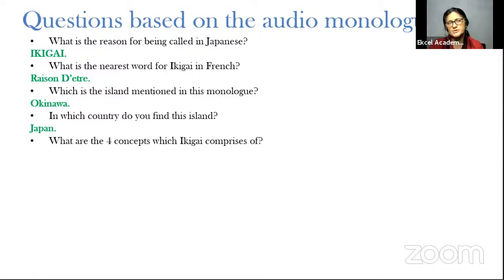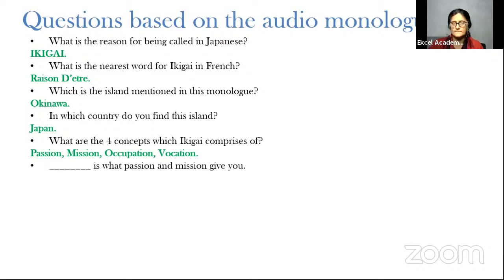Yeah, what are the four concepts which ikigai comprises? How many of you got it right? What are they? Passion, mission, vocation, and profession. Dash is what passion and mission gave you. Some of you would have paid attention, some of you would have written down, some of you would have trusted your memory. Nevertheless, let me see how many of you got the answer.